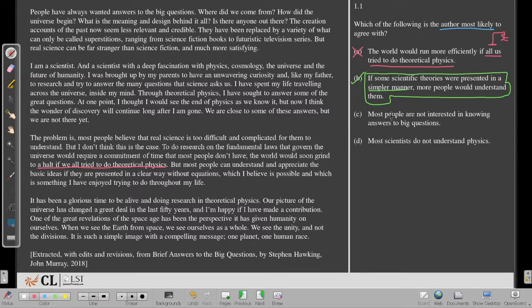Okay, now look at this one. Most people are not interested in knowing the big questions. What do you mean? This is also an option the author would reject. Most people actually want answers to the big questions. People have always wanted answers to big questions. That's what the author says.